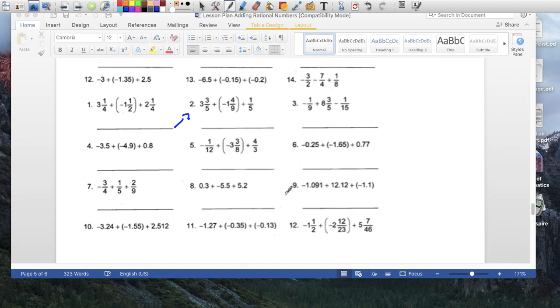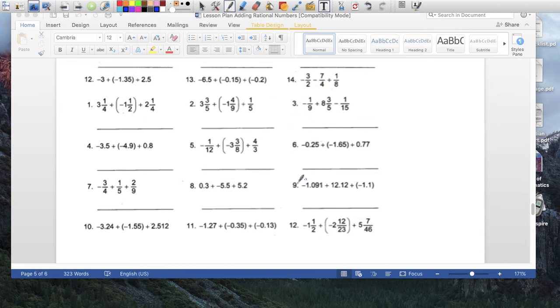Let me do this one right here. Yeah, let me do this one. So it's negative 1/12 plus negative 3 3/8 plus 4/3. It's almost the same as this one. So I would change the 3 3/8 to an improper fraction, find the LCM, and just do it step by step. So that problem is literally the same.